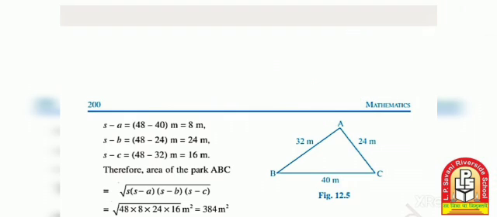Therefore, the area of triangle ABC: we put the values in Heron's formula. Here s is equal to 48, s minus a is 8, s minus b is 24, s minus c is 16. So 384 is the area of the triangle ABC.